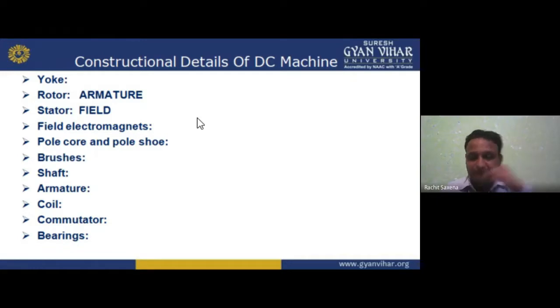Now armature. Armature is again an important part of DC machine. If armature is not there, my dear student, then there will be no rotating part. And if there will be no rotating part, there will be no mechanical output. So if I want mechanical output, I need rotation. And if I need electrical output, then I need again rotation, because I am talking about dynamic induction as per the Faraday law of electromagnetic induction. So armature plays an important role for the mechanical output or for the electrical output.